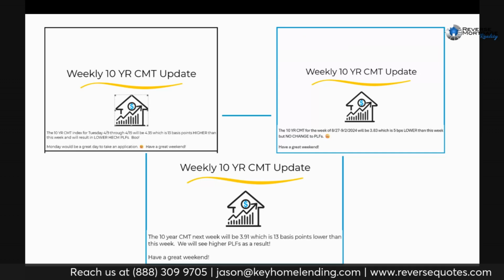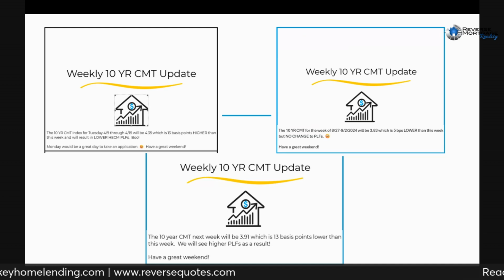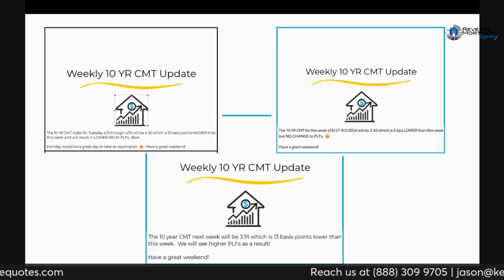They were a little bit lazy on this email. They didn't say the date range. They said the 10-year will be 3.991, which is 13 basis points lower. Again, we will see higher PLFs and loan sizes as a result.